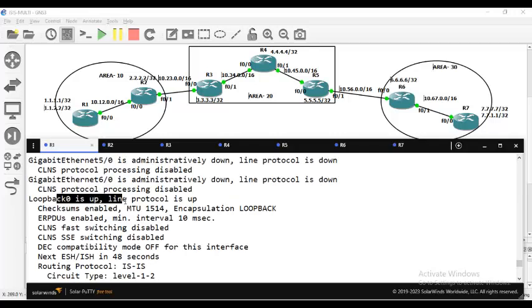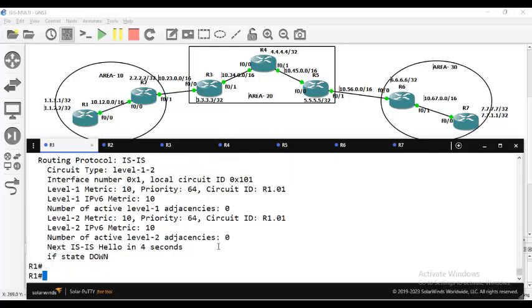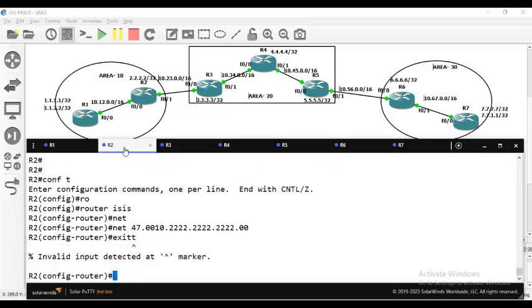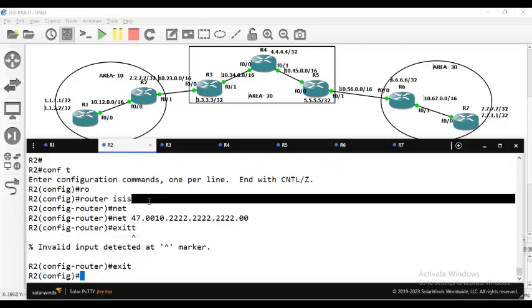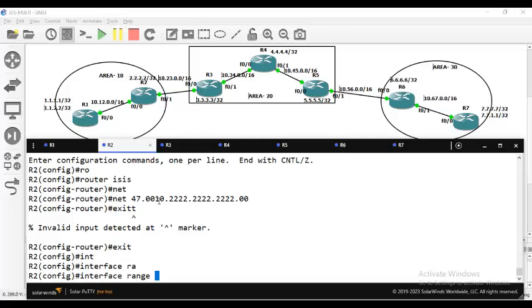See, here we have not given any process ID. So I want to use the range command: interface range loopback 0, comma, F0/0-1, IP router ISIS. That's it, that's all, you see. Now you're going to see neighbor. They will form neighbor.